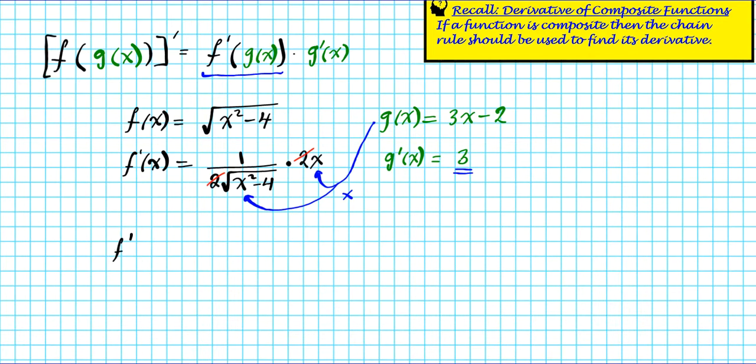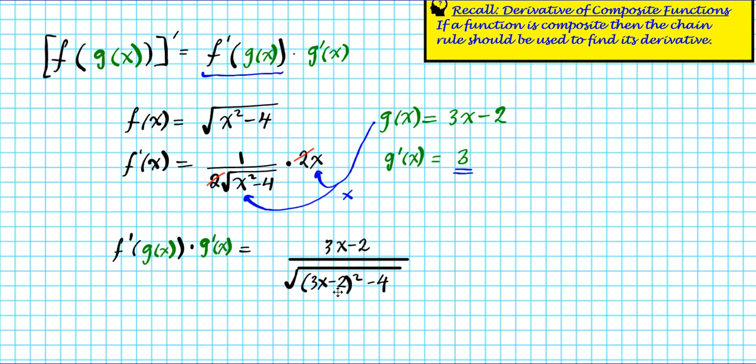So the derivative f prime of g of x multiplied by g prime of x is equal to, so instead of x, we're going to put in g in there, so we have 3x minus 2, and then we have that divided by, in the bottom we have a square root of, so instead of the square root of x squared minus 4, you take the x out and put in 3x minus 2. 3x minus 2 squared minus 4.